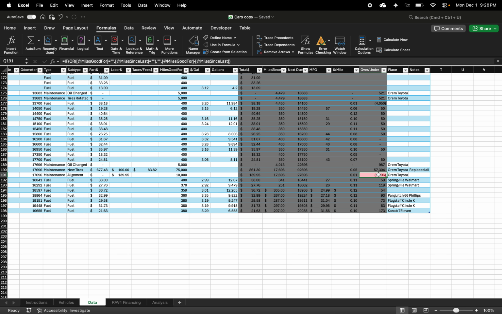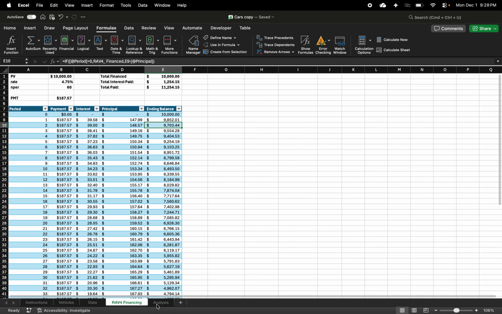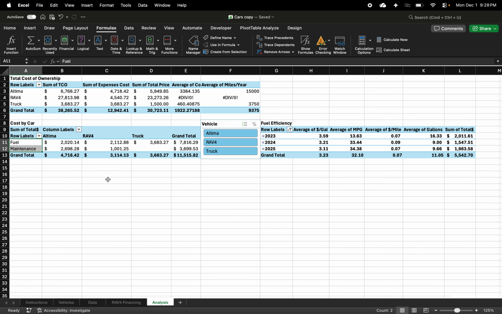And this is also if it's over or under. So if this is a past due service, it'll highlight red, and just some more notes. So here I have some notes on tires. And then I have a financing table, which I'll go into more as I explain concepts that I talked about. And then I also have some pivot tables.